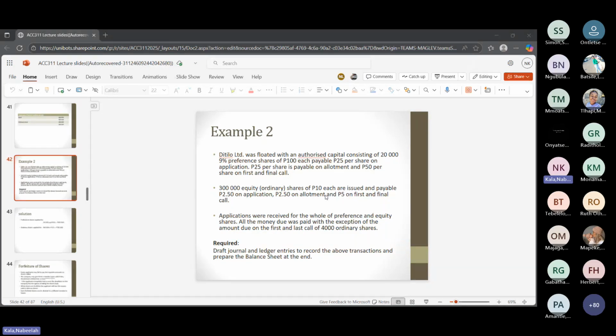From there, so today we just want also to do a similar exercise where we have a company which floated. Where it floated, some authorized capital consists of 20,000 9% preference shares. Now I want you to see this.